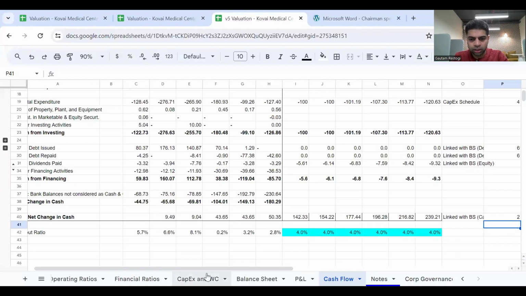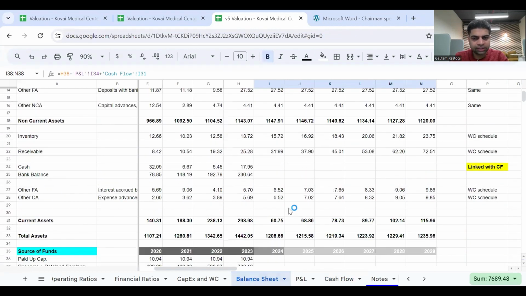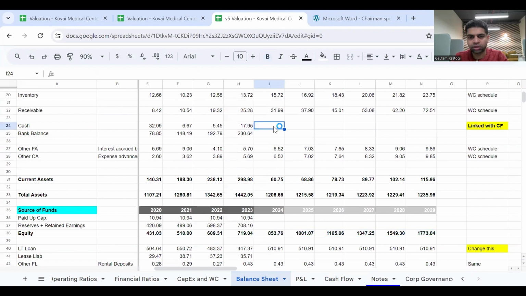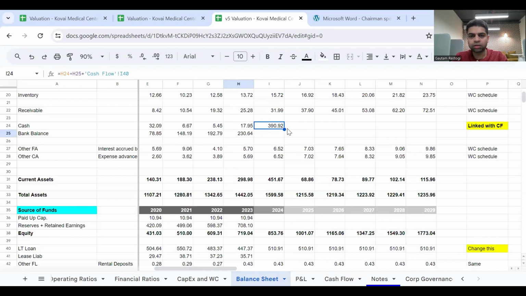Now go to the balance sheet and where is my cash? See this cash and bank balance. This is basically cash. These are cash equivalents, right? So the cash really is this plus this: the cash from the previous year plus any net change in cash, which is this. So I think this should work.